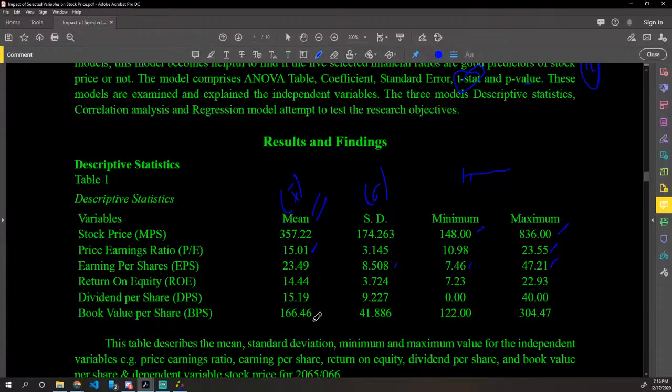Why did that happen? Why is there so much gap between different banks? Could be a good question. ROE, return on equity, was 14.44, I think. So 3 point something was the difference. That's not so much variation, and then 14 is the mean. Okay, return on equity.